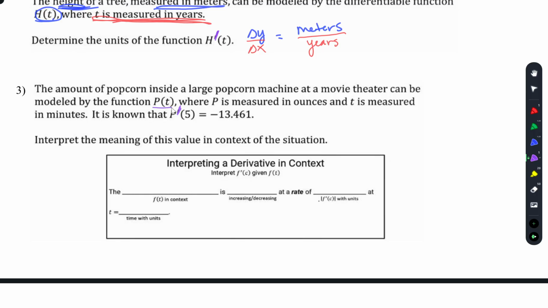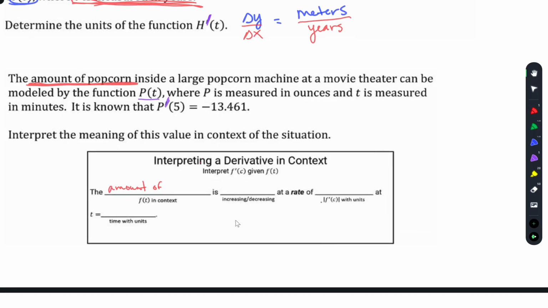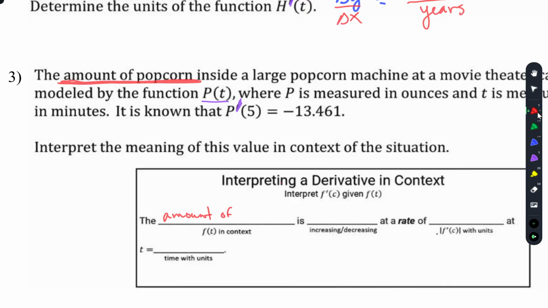So the way you start off is talking about what P is, okay? You would say the amount of popcorn. And this works for all of them. My handwriting's so bad on this. Maybe I'll zoom in. There you go. Now you're talking about what's happening to the function. So we're talking about the amount of popcorn.